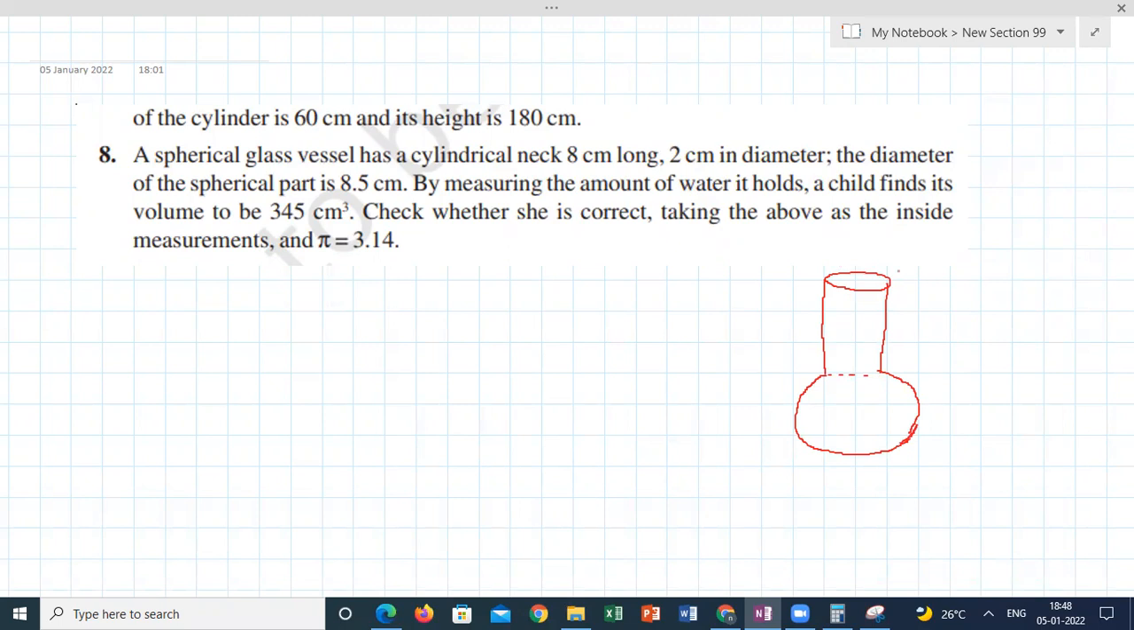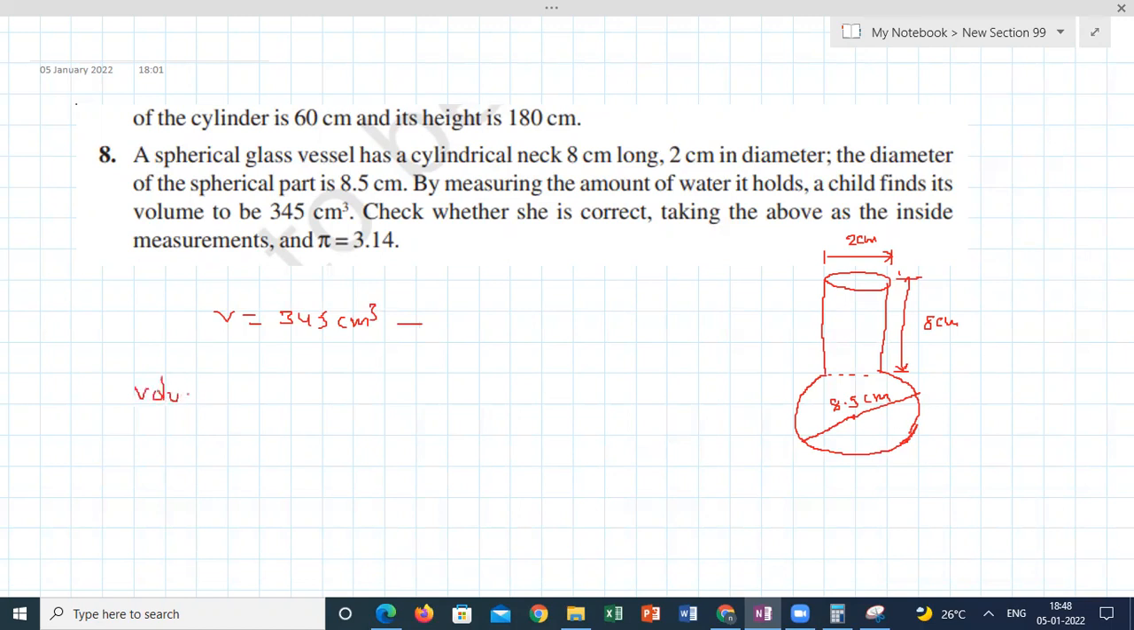A cylindrical neck. The height of this cylindrical neck is 8 centimeter and the diameter is 2 centimeter. And the diameter of the spherical part is 8.5 centimeter. By measuring the amount of water it holds, the child found the volume of the water is 345 centimeter cube. Check whether it is correct or not.